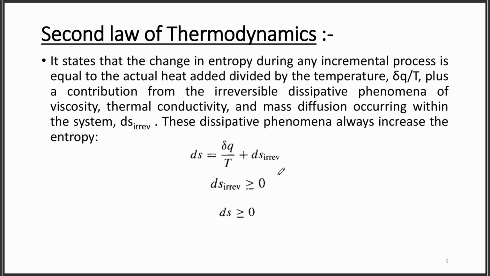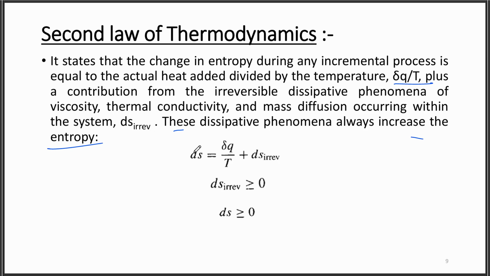Now we will see the second law of thermodynamics. The second law gives the direction to the process. It states that the change in entropy during any incremental process is equal to the actual heat added divided by temperature, plus a contribution from irreversible dissipative phenomena of viscosity, thermal conductivity, and mass diffusion occurring within the system. These dissipative phenomena always increase the entropy.